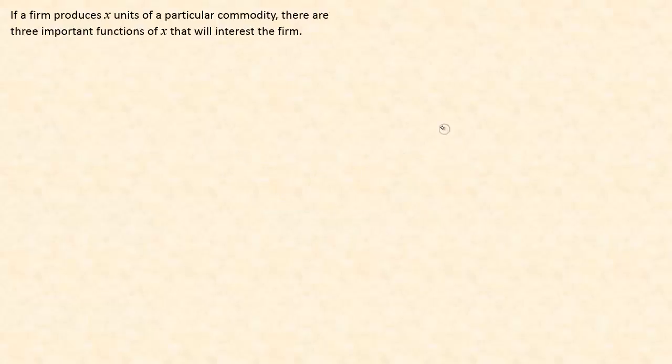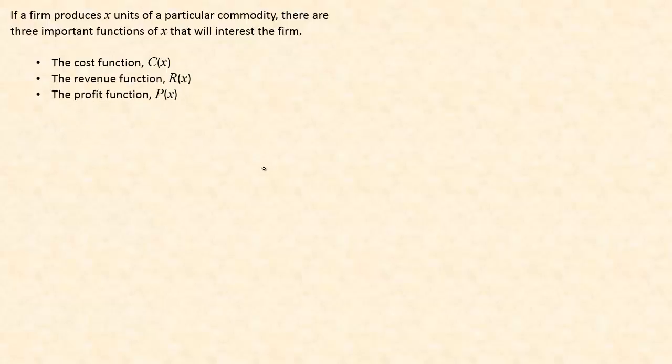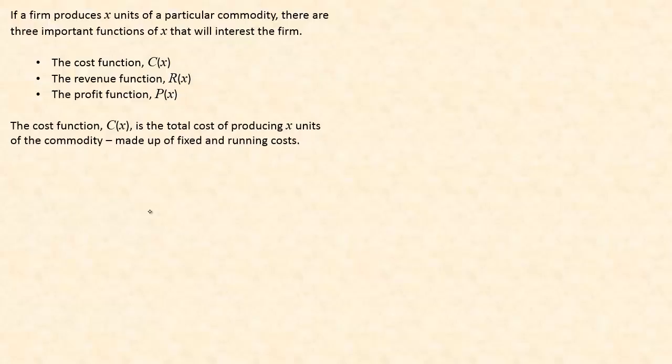Application to economics. If a firm produces X units of a particular commodity, there are three important functions of X that will interest the firm: the cost function, the revenue function, and the profit function.